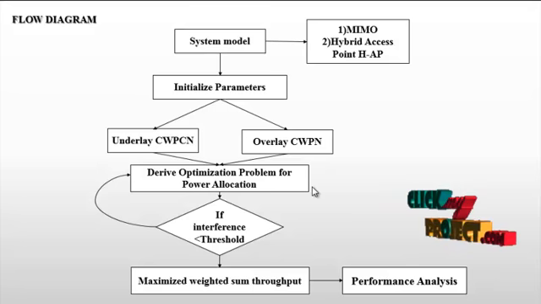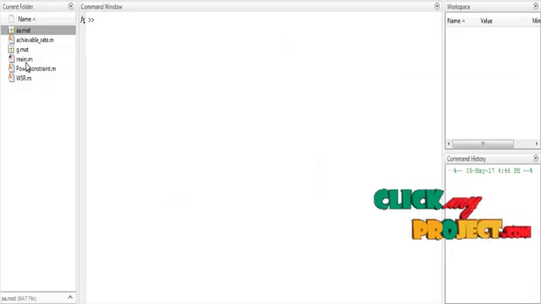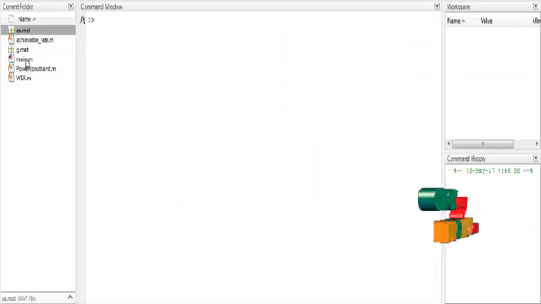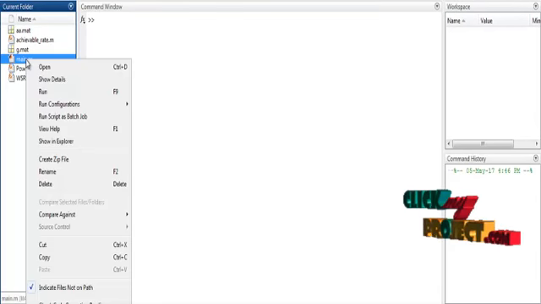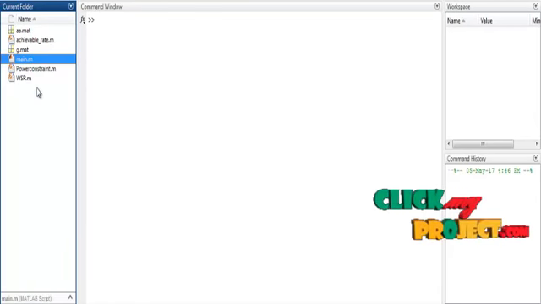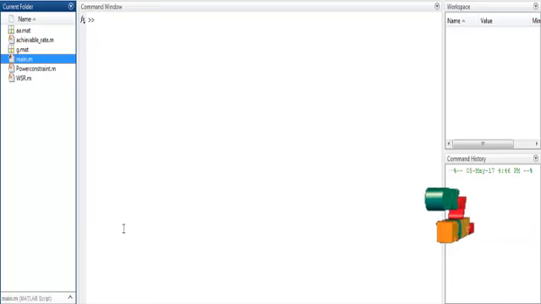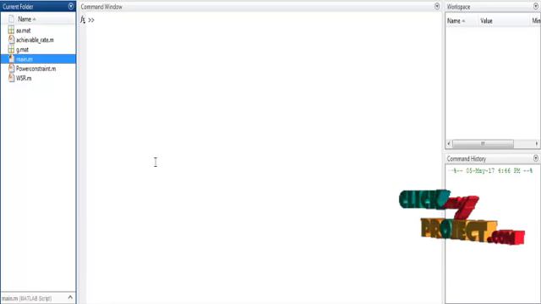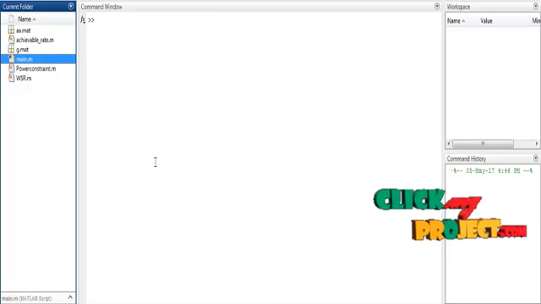So this is the overall flow diagram of the process. Let us discuss the running procedure for the process. Click the main file and then run. It takes some time to run, and then all the figures are displayed. Then we describe each one in detail, one by one.